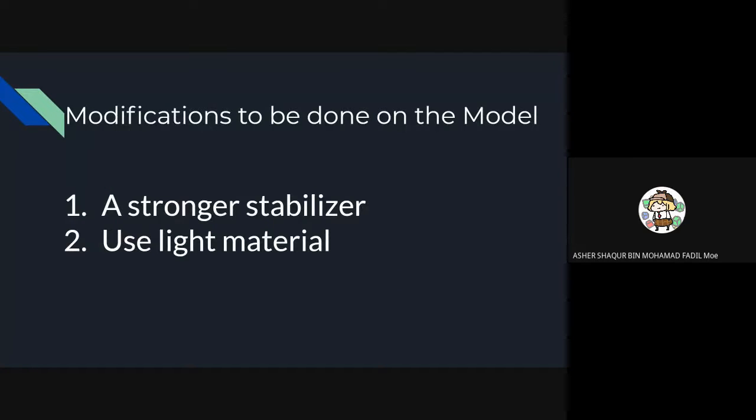The modifications that I have done: I had to put a stronger stabilizer, so I used a different type of paper so that it wasn't that flimsy. I also had to use lighter material. I tried making a full model airplane, but it was too heavy, so I had to use paper instead, and I couldn't do a full model. I just had to do the wing and the tail.